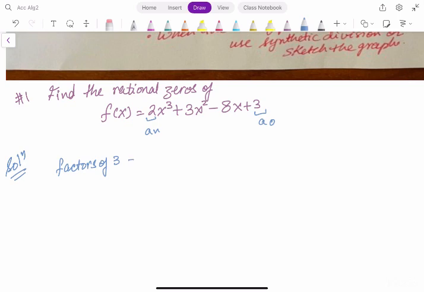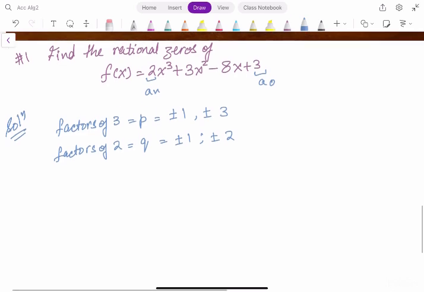So factors of 3, that will be the p part, right? P over q. Factors of the constant is the p part. Factors of q, or factors of 2, will be plus minus 1 and plus minus 2. So now we have done step 1 and step 2. Step 3, possible rational zeros. So write in the form of p and q, divide every p by every q.